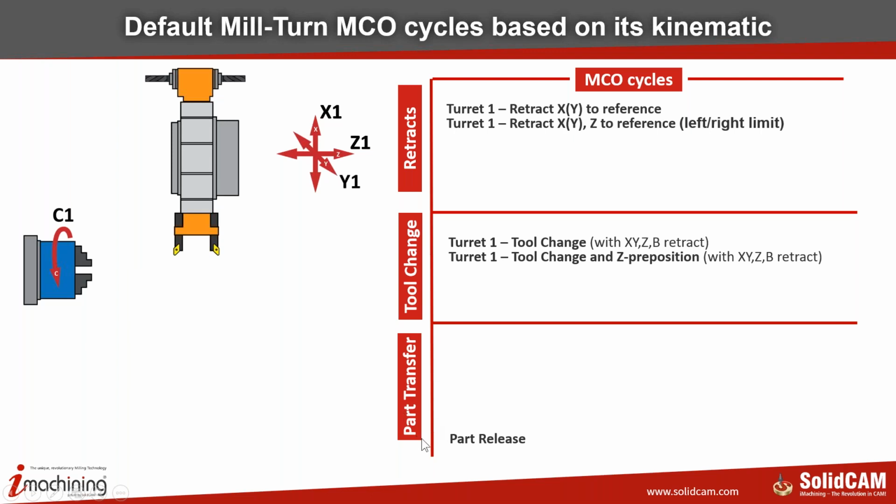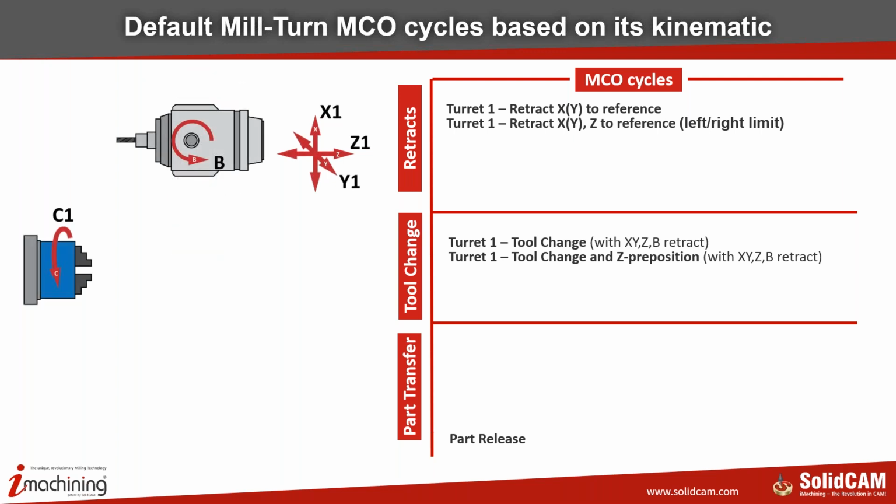And then we have part transfer. We have only part release because we have no subspindle here at all. So this is very important. For this basic kinematic, these are the 5 MCOs that you should have. Let's see next. If you have a B axis here, as you can see, the MCO cycles are completely the same. We are not changing the MCO cycles at all. The number of the MCO cycles is still the same.